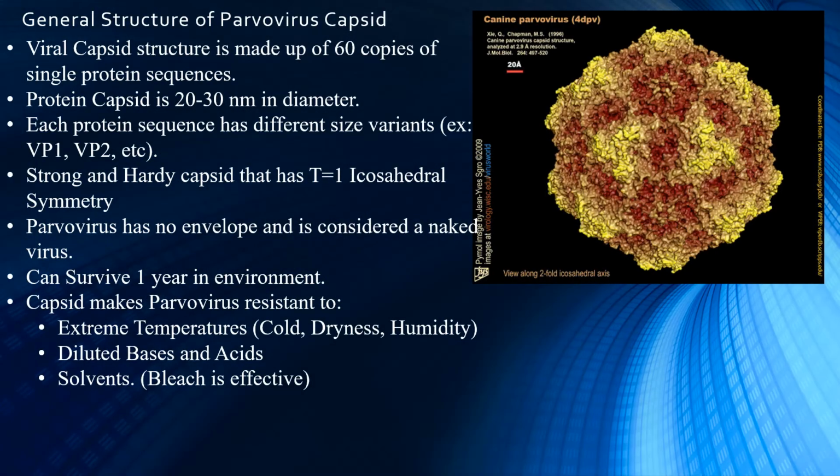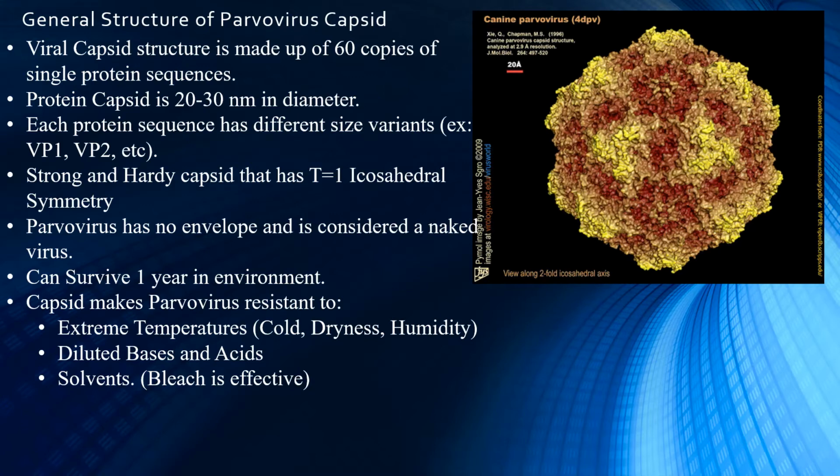Here's a quick overview of the general structure of the parvovirus capsid. It's a T1 icosahedral symmetry. It's got about 20-30 protein capsids in nanometers in diameter. It's got no envelope and it's considered a naked virus, but the biggest takeaway here is that it can survive 1 year in the environment, and its protein coat is very resistant to cold, dryness, humidity, different kinds of bases and acids, and even some solvents.